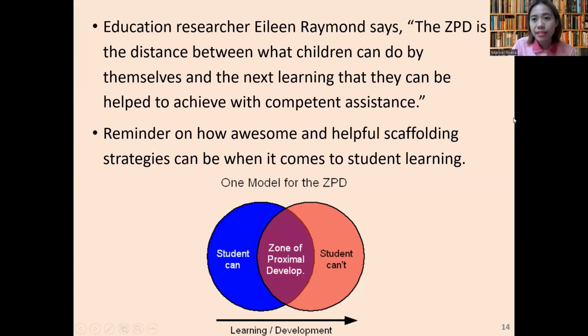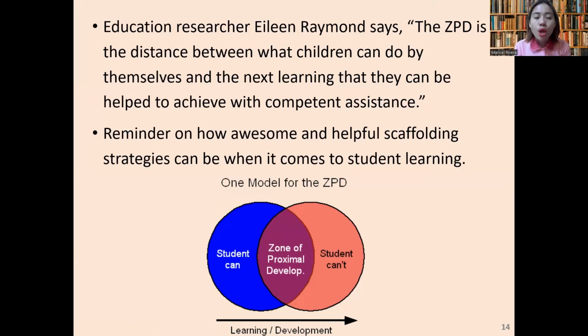Okay, so in education research, Ellen Raymond says the ZPD, or the zone of proximal development, is actually the distance between what children can do by themselves and the next learning that they can be helped to achieve with competent assistance. That's why I told you earlier that as a teacher, you should know where the student is and what the student can do, because it is where you are going to fill in, where you are going to bridge. That is why the zone of proximal development.